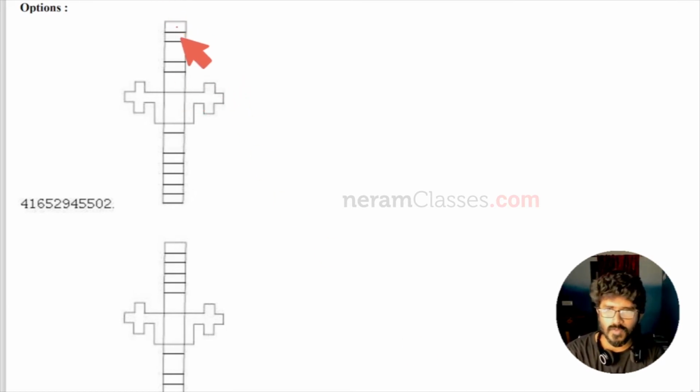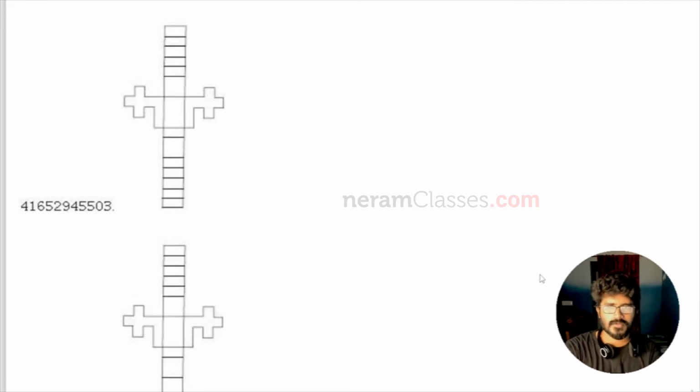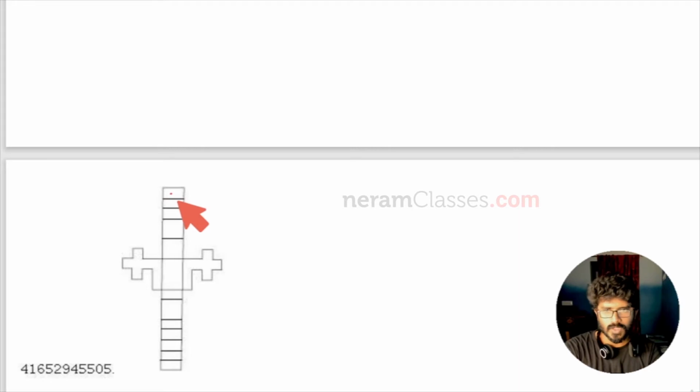1, 2, 3, 4, 5, 6, 7, 8, 9, 10, 11, 12, 13. So option 1 is the wrong option. We'll check option 2 and 3. 1, 2, 3, 4, 5, 6, 7, 8, 9, 10, 11, 12, 13, 14. So 2 might be the answer. Option 3 has 13, so third and first options are wrong options. And the fourth option has 13 as well.